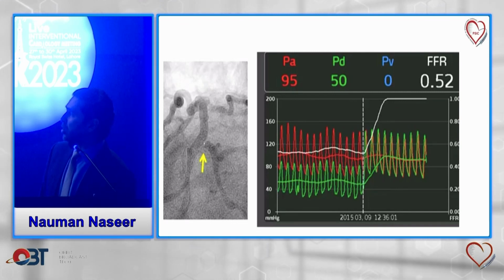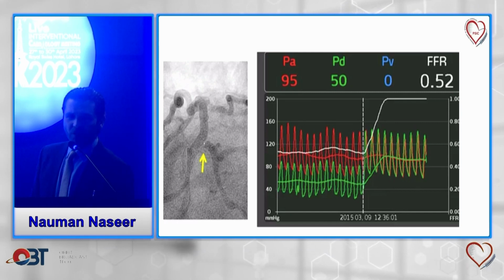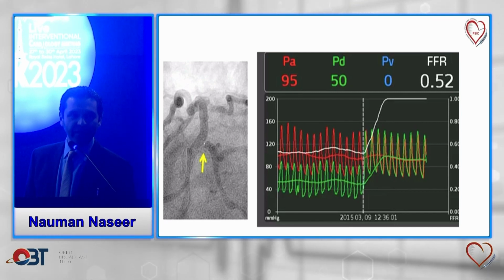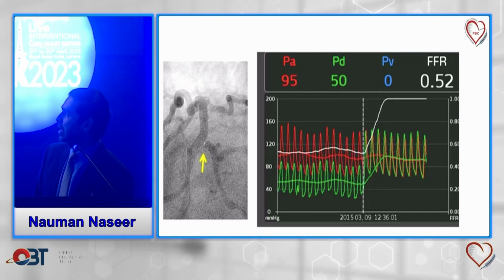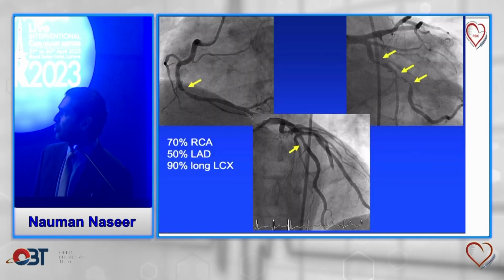So this is another example of an ostial left circumflex over here. You can take all the orthogonal views you want, but you probably will not be able to tell if it's tight or not. So put a pressure wire down. It is significant over here, 0.52. The patient has real symptoms.